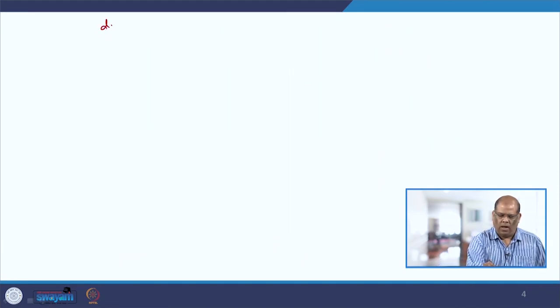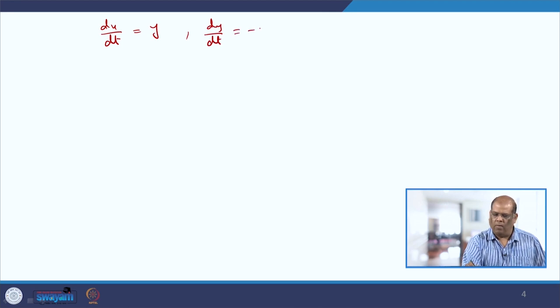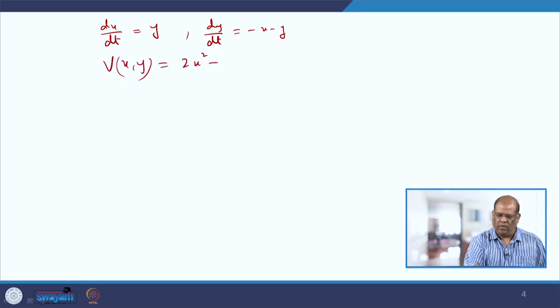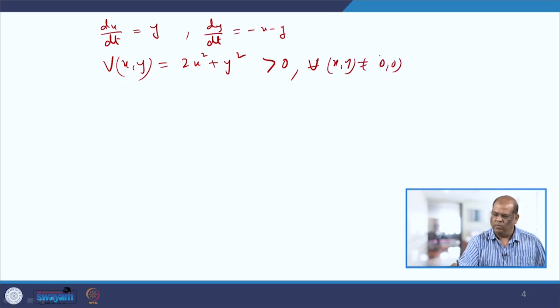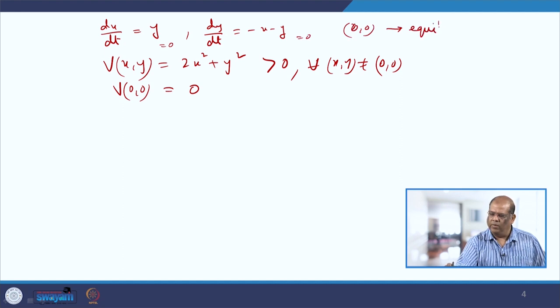So dx/dt equal to y and dy/dt equal to minus x minus y. So let us choose V(x, y) equal to 2x square plus y square. As you can see, this is always greater than 0 for all (x, y) not equal to (0, 0). V(0, 0) again is equal to 0. So from here, I can see that if I put this equal to 0 and this equal to 0, I will get (0, 0) as my equilibrium point.